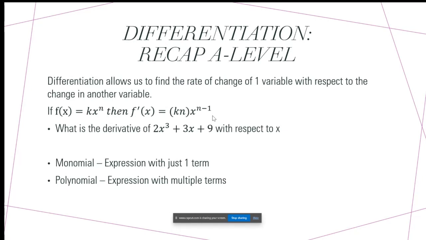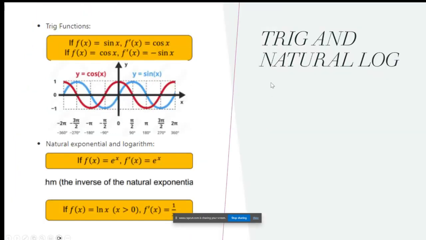Yep, 6x squared plus 3 is correct. Good job, guys. I can see everyone typing that in now. Great. Let's get moving. So, trig and natural log. These are basically still part of A level and just slightly more unconventional and different functions that the first simple rule I gave you at the start would not cover.